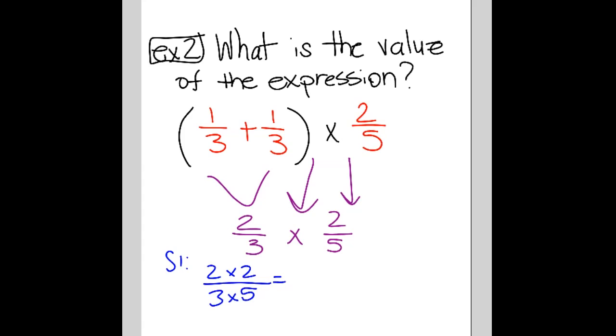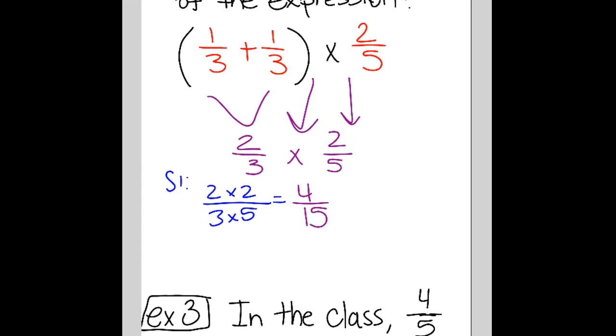Now on top, what do I get? 2 times 2 equals 4. On the bottom, 3 times 5 equals 15. Good job. So now let's go to our step 2. We are going to simplify.